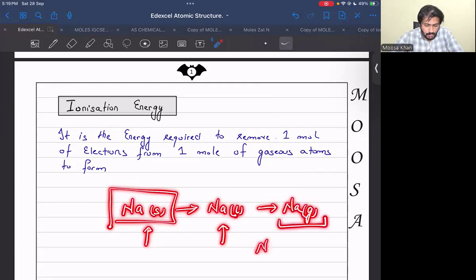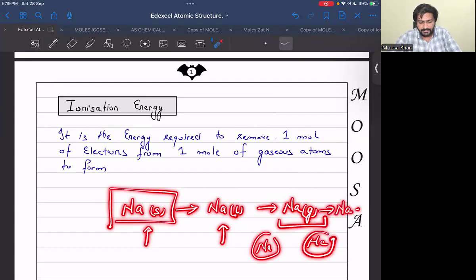Then once all the sodium atoms are away from each other, if we continue heating, the electrons will start getting removed from the sodium atom. So this conversion from sodium solid to liquid is melting, from liquid to gas is boiling, and the energy required to melt or boil any object is basically the latent heat. Latent heat of fusion or latent heat of vaporization.